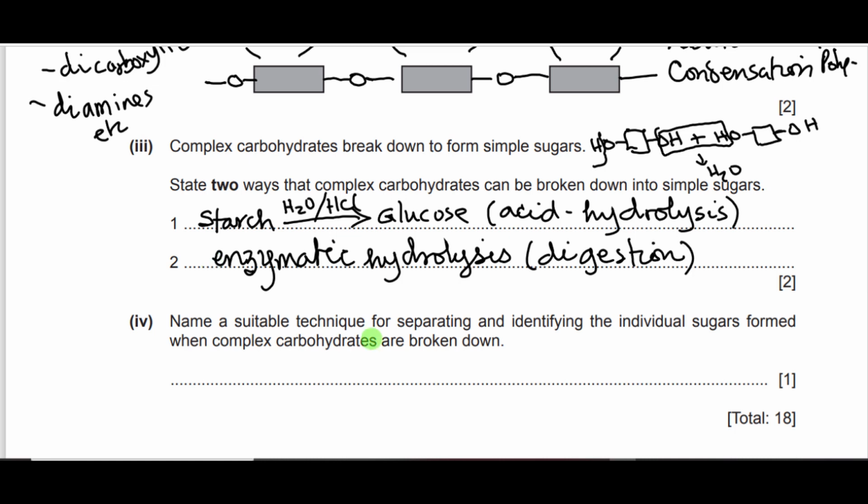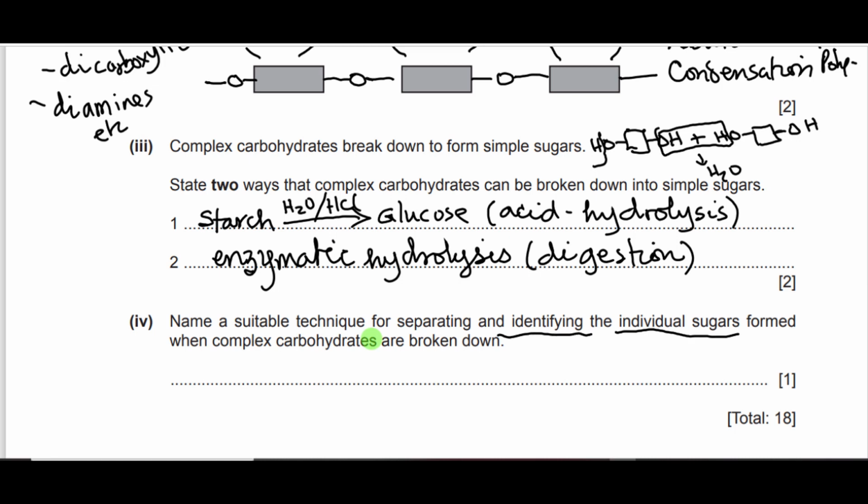Fine. The last question says, name a suitable technique for separating and identifying the individual sugars formed when complex carbohydrates are broken down. After breaking down or hydrolyzing the starch into simpler glucose molecules, right? And we have to use a separation technique to identify the individual sugars formed. In other words, there will be a mixture of sugars. That's what this statement is trying to say. There will be a mixture of sugars, and we will need to identify them.